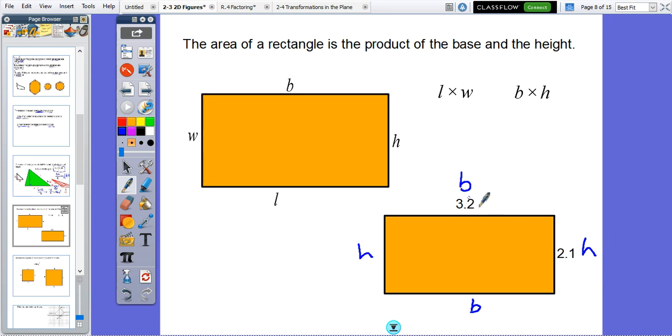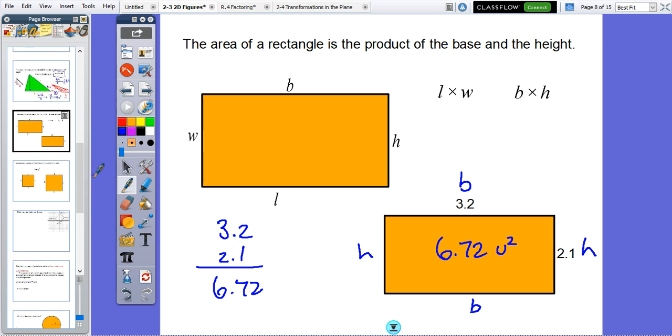So find the area of this particular problem. Hopefully you did 3.2 times 2.1 and you got 6.72. And that's 6.72 units squared. Alright, so that's a rectangle. Pretty simple. I got pretty technical because I want you to know the background information behind that.